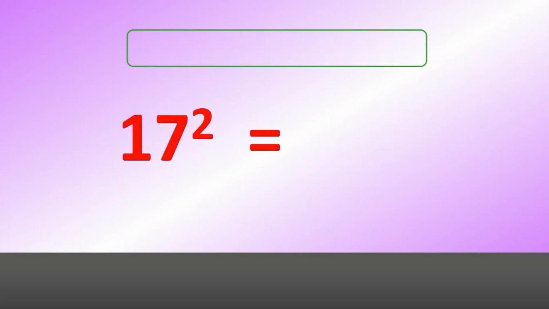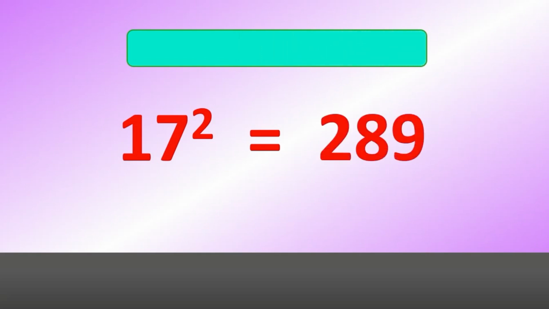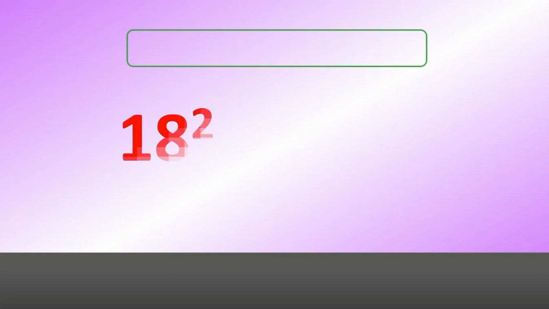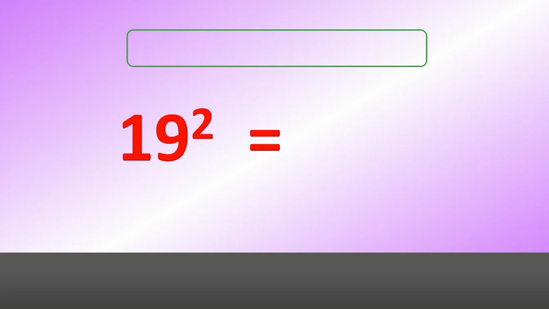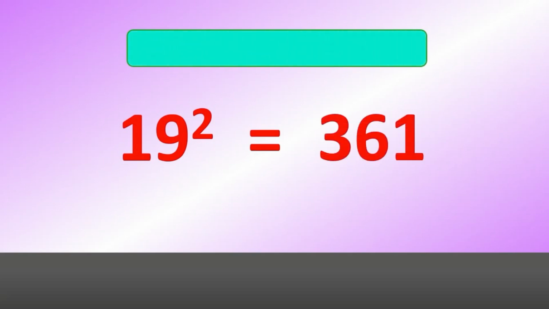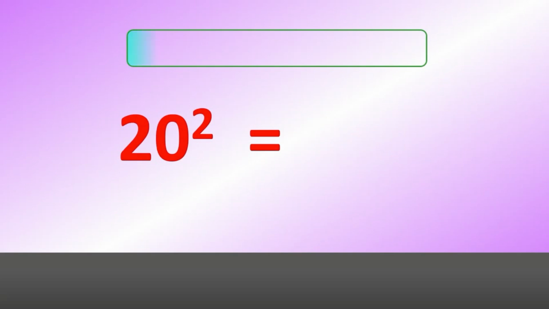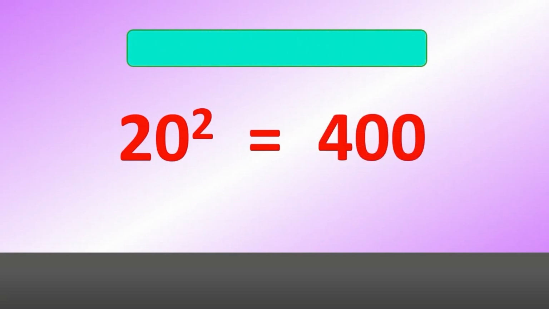256. 17 squared is 289. 18 squared is 324. 19 squared is 361. 20 squared is 400.